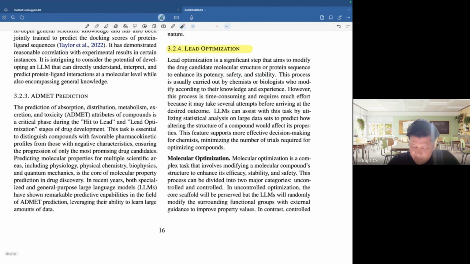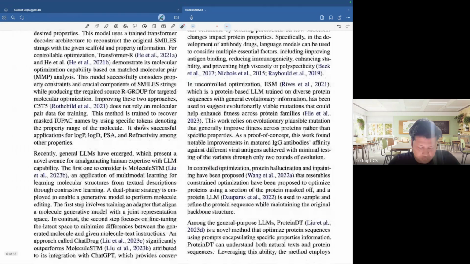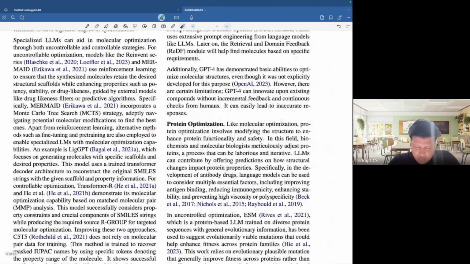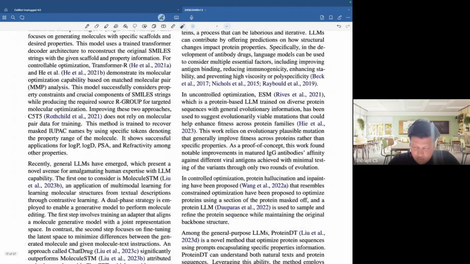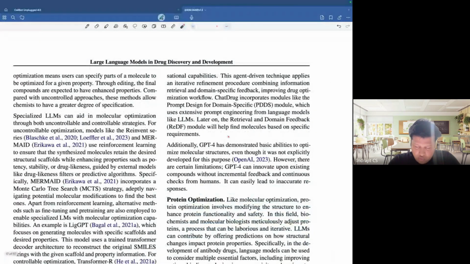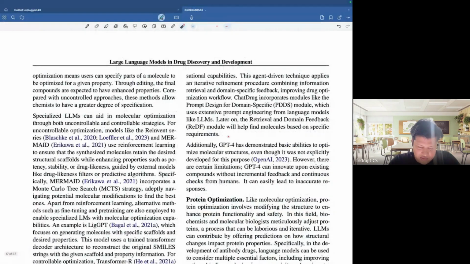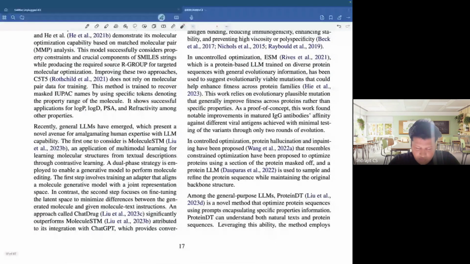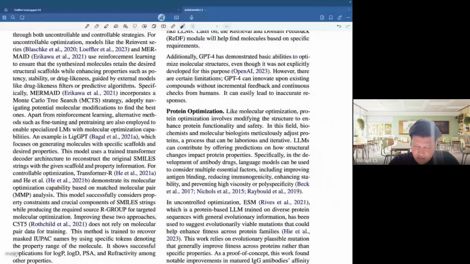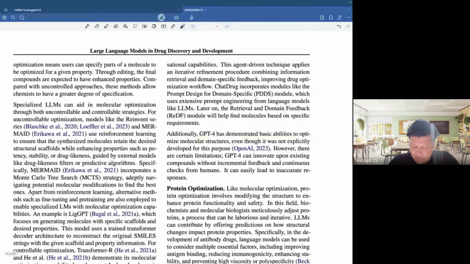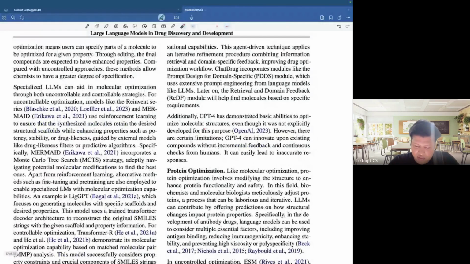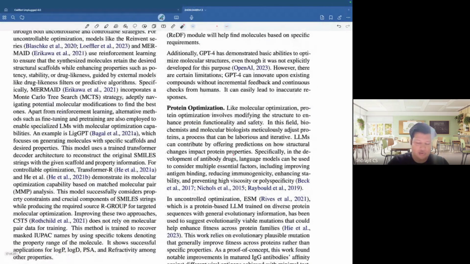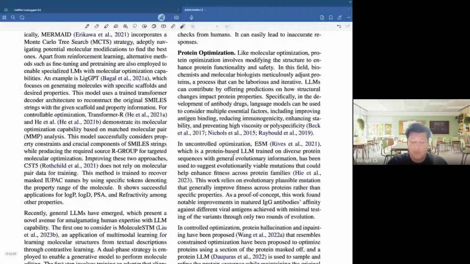And then in lead optimization, you are going with molecular optimization and protein optimization. So these are the two stages that we have, molecular and protein optimization. Okay. And there are some LLMs coming up in this space as well, like MolecularSTM and ChatDrug, right? ChatDrug and GPT-4, no doubt. GPT-4 also has some basic abilities to optimize molecular structure, but I think we would need very specialized LLMs that can help in optimizing this space.